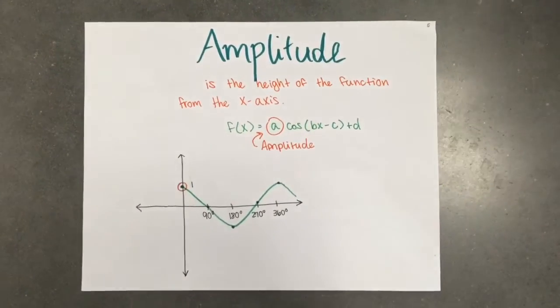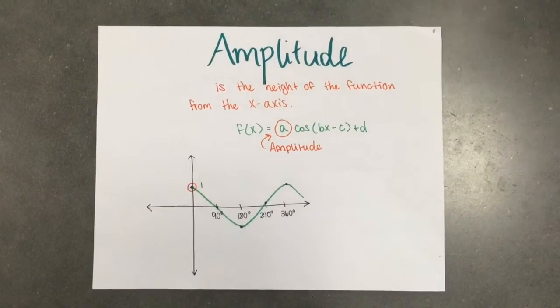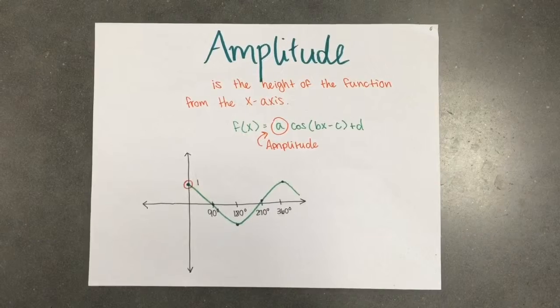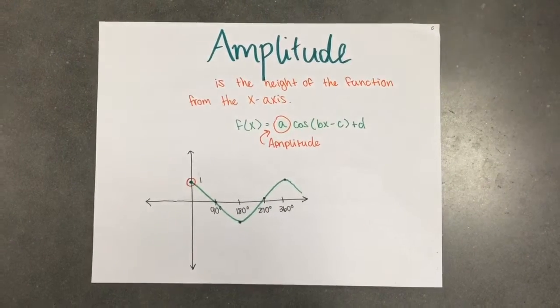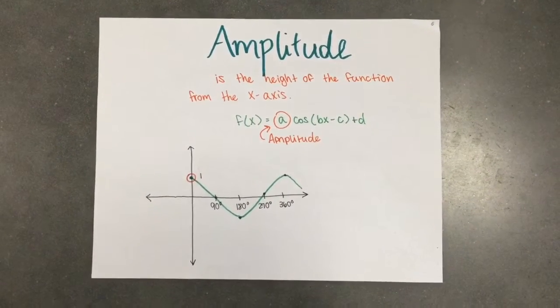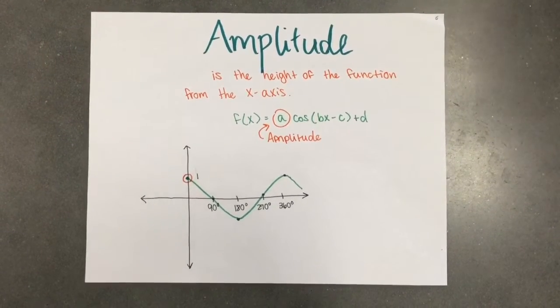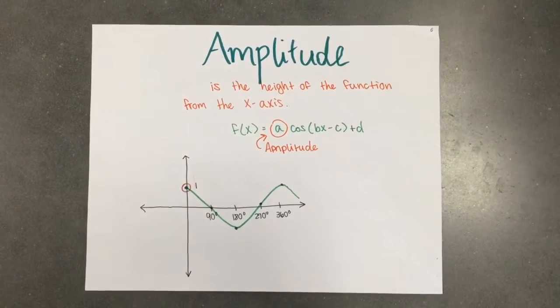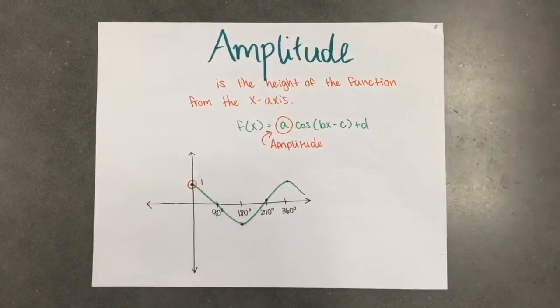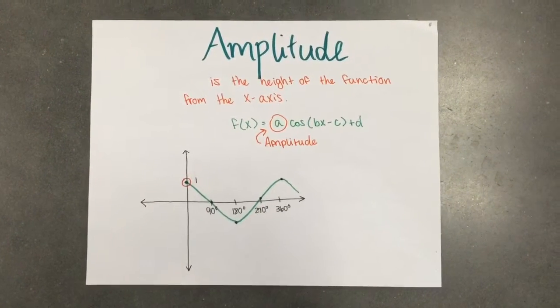When finding the amplitude of a cosine, you should look at the function f(x) equals a cosine (bx minus c) plus d. In f(x) equals cosine of x, there are none of these values, but in examples such as f(x) equals 2 cosine (3x minus 4) plus 5, a equals 2, b equals 3, c equals 4, and d equals 5.